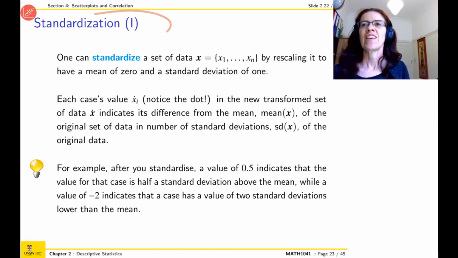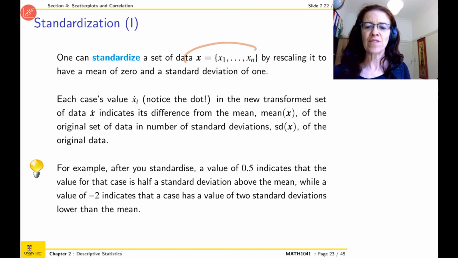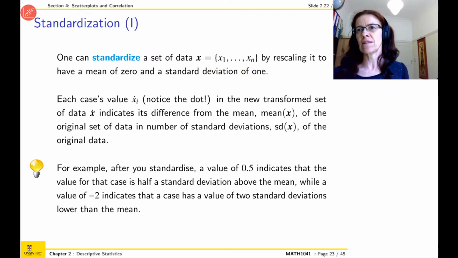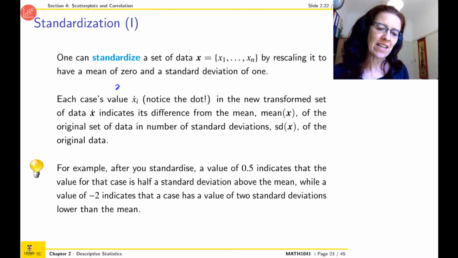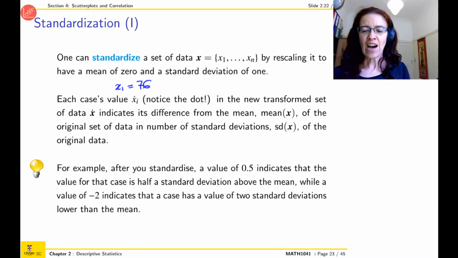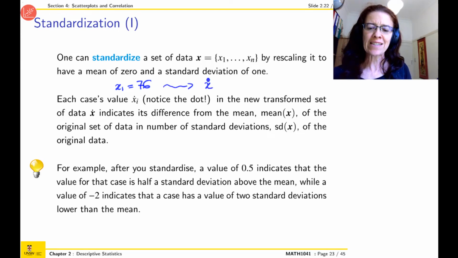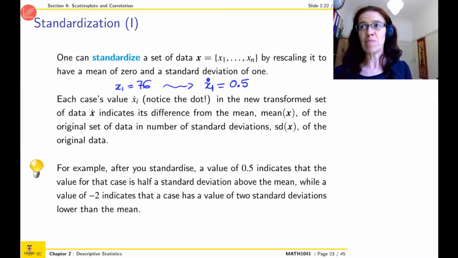Standardization. So let's say you start with a set of data, and let's say marks at a given exam. And let's say that you are the first person on the list, and your mark was 76 out of 100. After standardizing, and I will explain how to do this, you get a standardized mark, please note the dot, and let's say that it's 0.5.